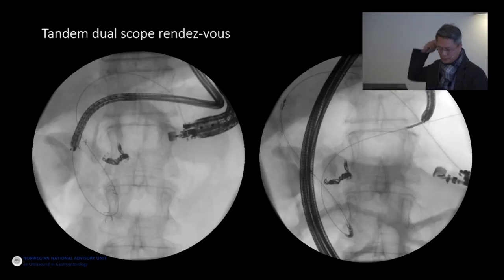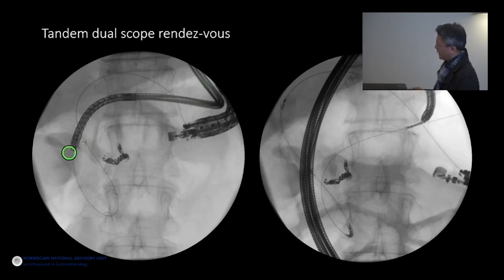And this is a new procedure we tried earlier this year. We had a case with a stapled papilla, so there was no pancreatic and biliary orifice. When we accessed the left liver and managed to get the guide wire through the stapled line, we had a problem with pushability of the stents. So in that case, we used a second endoscope, an ultra-slim endoscope. We caught the guide wire, and then we made a complete loop rendezvous.